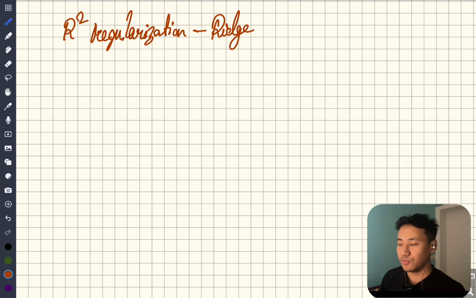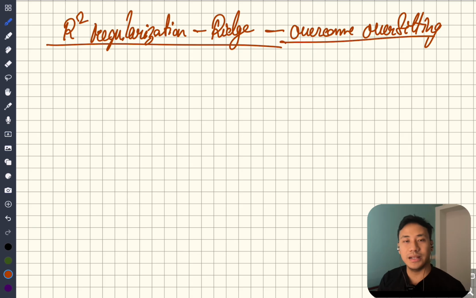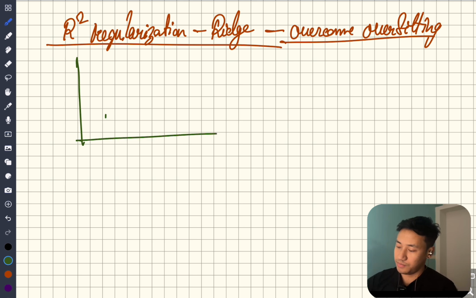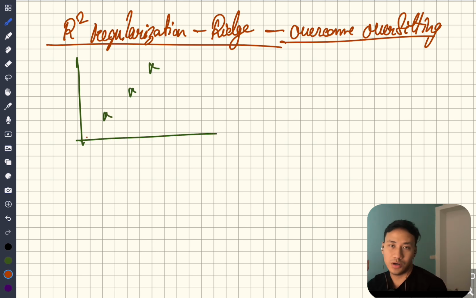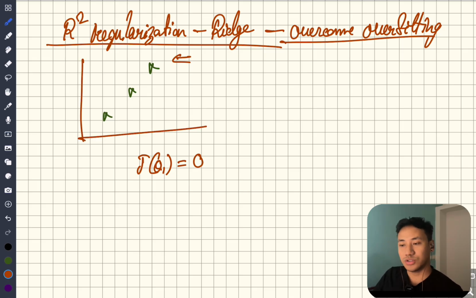So when will we use ridge? To overcome overfitting. This overfitting problem is when the line exactly intersects all the points that are used in the training set. So let's say this is a graph and these are the training data and my predicted line is here. If you see the cost function, what will be the cost function of this? The cost function will be exactly 0 because there is no error.